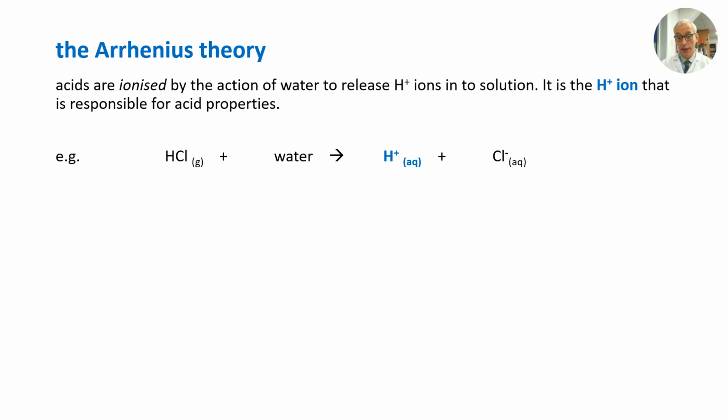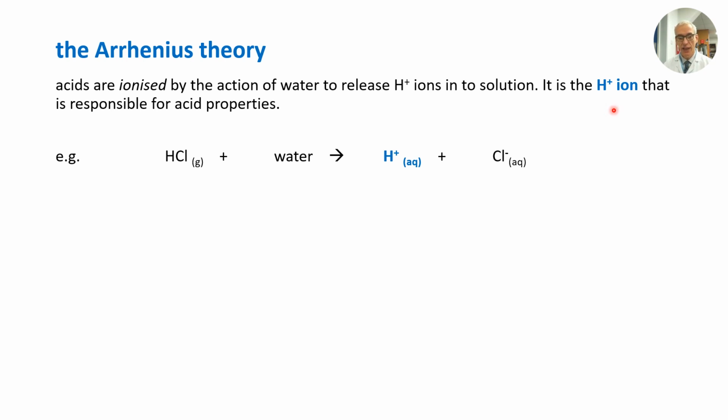Acids are ionized by the action of water to release hydrogen ions into solution. That is the theory of acids that we put forward at GCSE and in Year 12 or AS OCR Chemistry. And that's usefully labelled as the Arrhenius theory. And in this theory, it is the hydrogen ion H+ that is responsible for acidic properties.